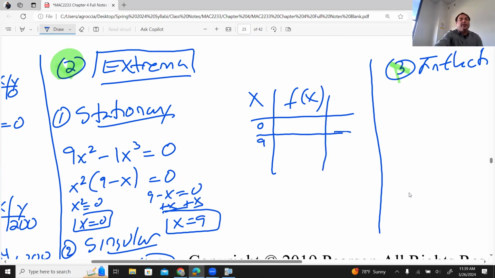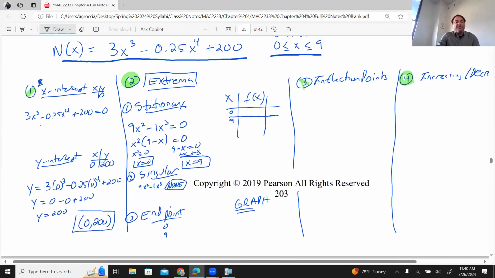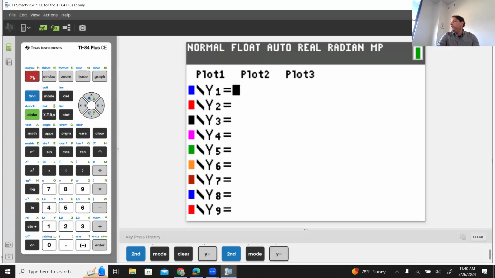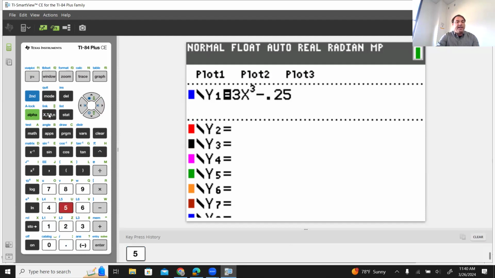So I'm going to go to my calculator, and let's plug in the original. If I go to my calculator, we go to y equals, we plug in the original. Remember, it's all about the original: 3x raised to the third minus 0.25x raised to the 4 plus 200.